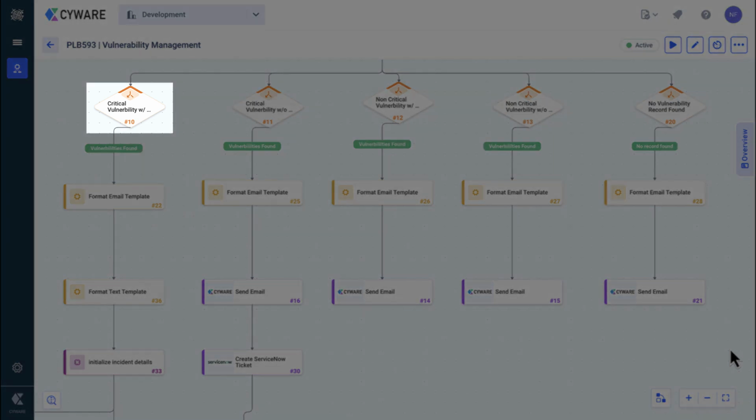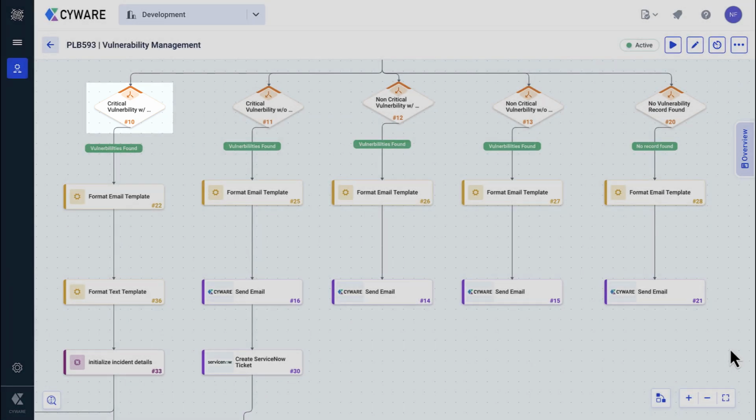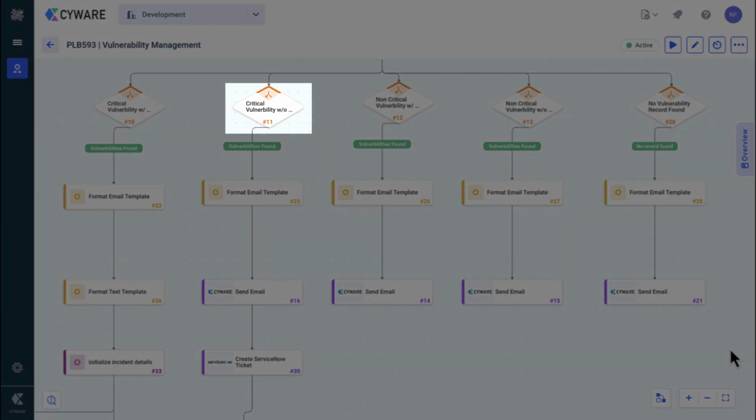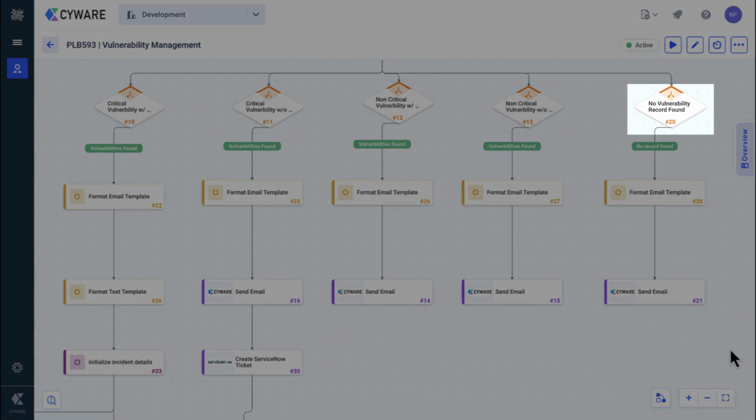Critical vulnerabilities with impacted assets filters the list of assets impacted by critical vulnerabilities. Non-critical vulnerabilities with impacted assets filters the list of assets impacted by non-critical vulnerabilities. Critical vulnerabilities without impacted assets filters the list of assets that are not impacted by the critical vulnerabilities. Non-critical vulnerabilities without impacted assets filters the list of assets that are not impacted by non-critical vulnerabilities. And vulnerabilities without any record filters the list of vulnerabilities that do not have any record.